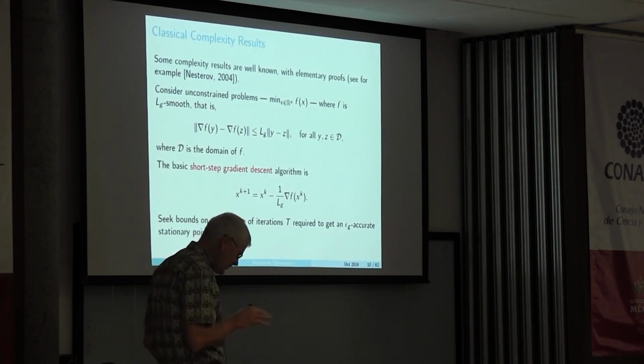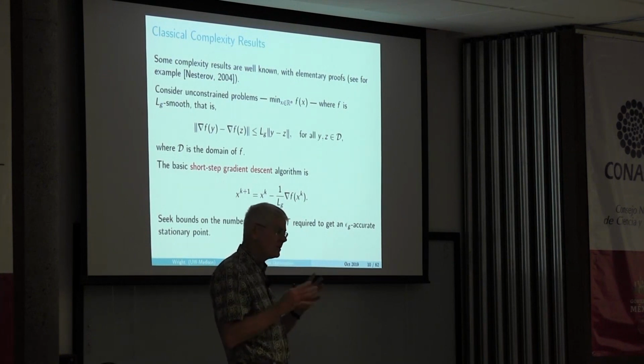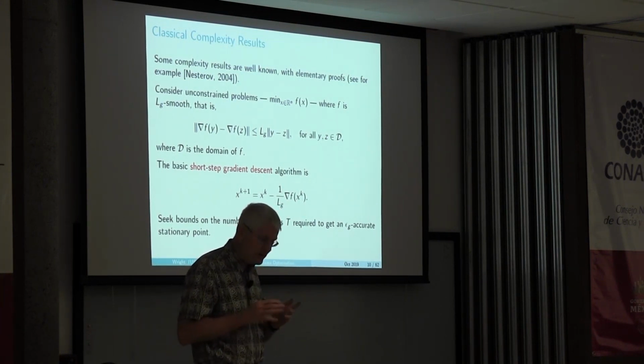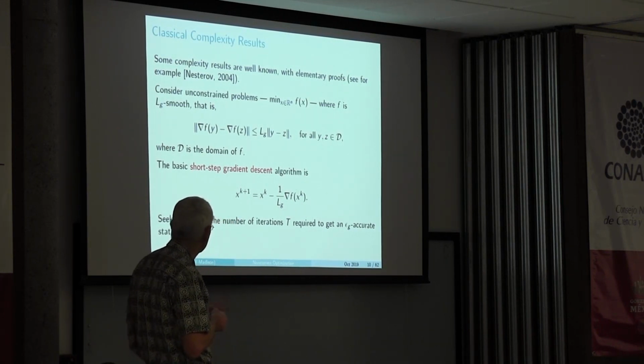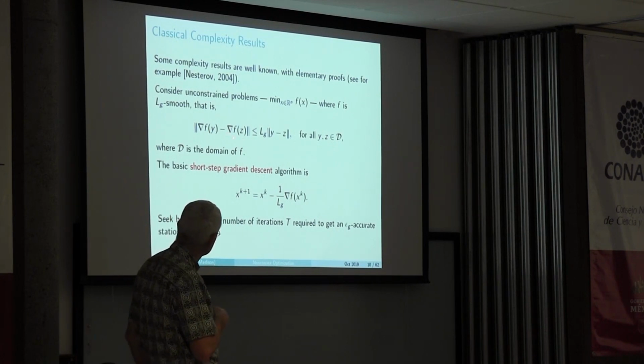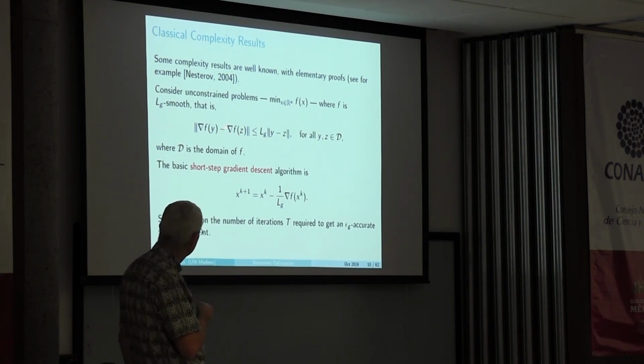Okay, so I'll give you an example of some very simple classical complexity results. You can see that the proofs, at least for these simple methods, are not very difficult at all. They're very simple proofs, so I can fit them on one slide. So here's an example. Let's suppose we're trying to minimize an f, where the gradient of f satisfies a Lipschitz continuity property. If I take the gradient at two points, y and z, and take the difference, then its norm is less than or equal to Lg, where Lg is some constant, times the norm of the difference of y and z.